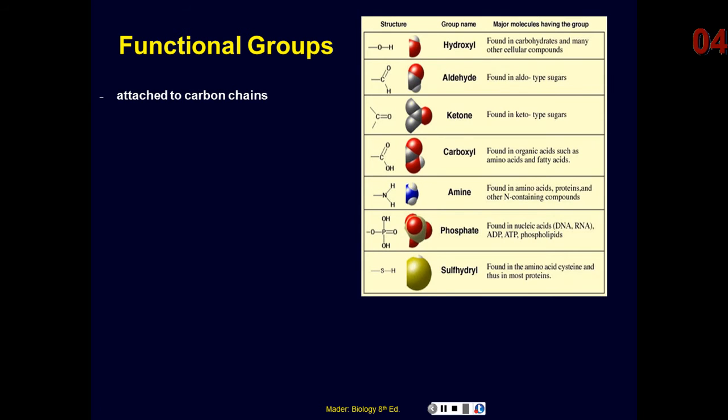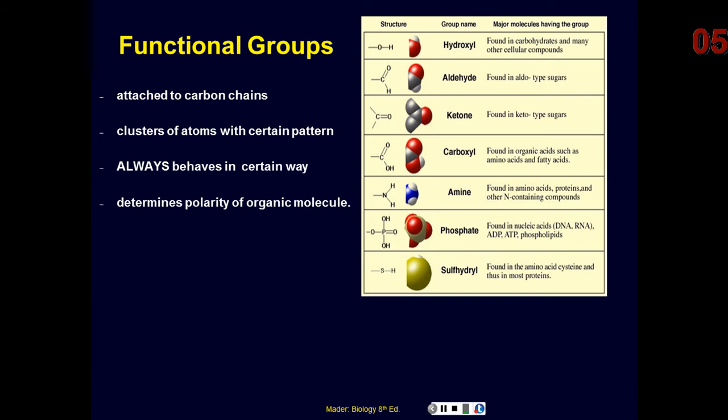Functional groups attach to these carbon chains. And keep in mind, it's a group of atoms that has a certain pattern. And we see that pattern occurring often because of the bonding of these atoms together. And these groups of atoms actually have properties associated with them, so that when we see them attached to these hydrocarbon chains, we know that those properties came with the cluster of atoms. So these functional groups always behave in a certain way. And when you see a functional group attached to a hydrocarbon chain, it can actually change the polarity of that area of the molecule.